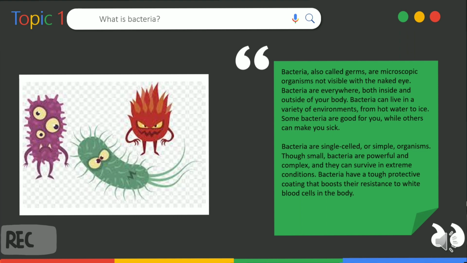Bacteria are single cells, also known as unicellular, or simple organisms. Though small, bacteria are powerful and complex, and they can survive in extreme conditions. Bacteria have a tough protective coating that boosts their resistance to white blood cells in the body.